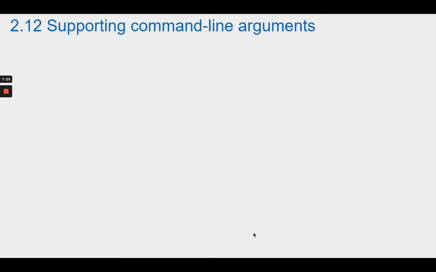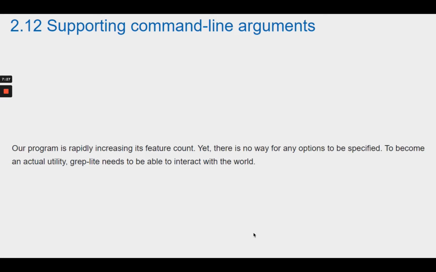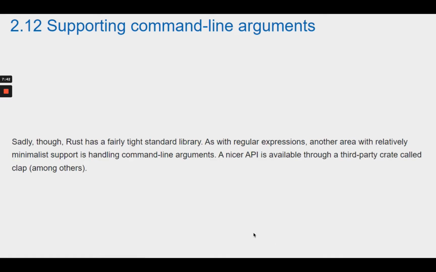Section 2.12. Supporting command line arguments. Our program is rapidly increasing its feature count, yet there is no way for any options to be specified. To become an actual utility, grep-lite needs to be able to interact with the world. Sadly, though, Rust has a fairly tight standard library. As with regular expressions, another area with relatively minimalist support is handling command line arguments. A nicer API is available through a third-party crate called Clap, among others.